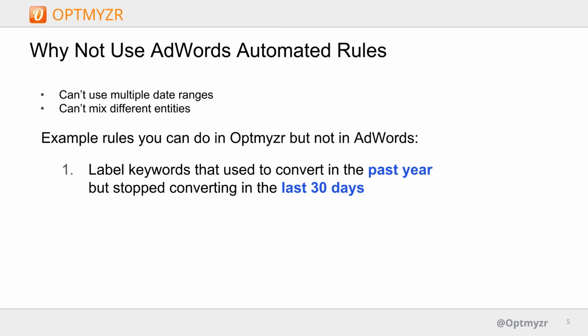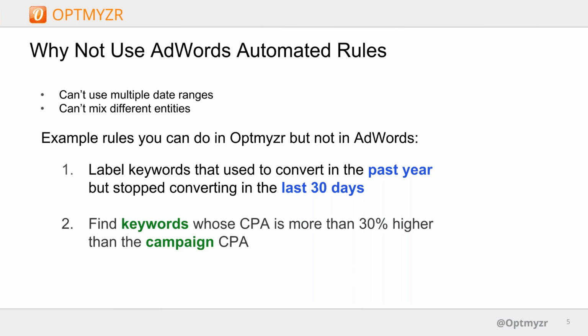Now, to put a label on keywords that meet these criteria, you cannot do that in AdWords, because in AdWords, when you build an automated rule, the look back window is one single look back window. So you cannot compare multiple date ranges. So that's one thing I will show you how to do here today with Optmyzr. Now, the second optimization that'd be really difficult to do in AdWords is finding keywords whose CPA is more than 30% higher than the campaign level CPA.